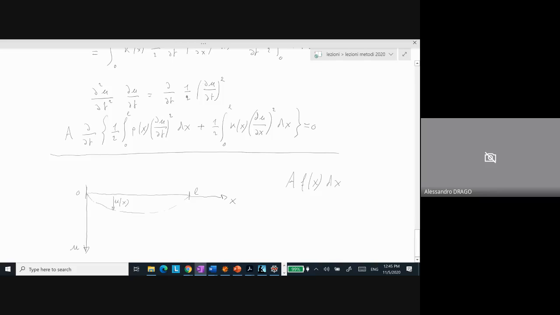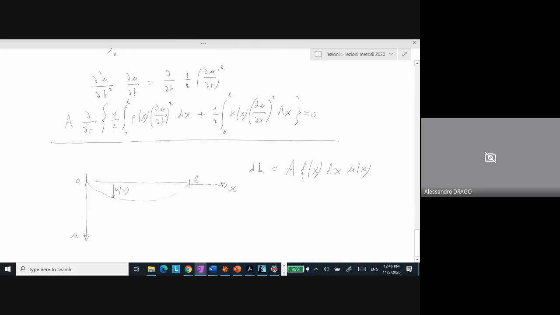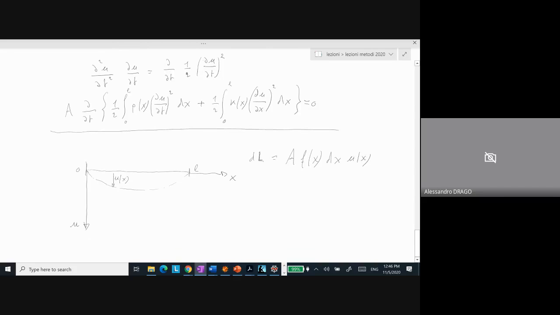Let's say that the work is indicated with an L. Be careful, this L is not the Lagrangian. L is the work, lavoro in Italian. Whatever, L is this quantity multiplied by u of x. This is the work done by the gravity force if the movement of the string is in the same direction as gravity. So how do we modify our potential energy?